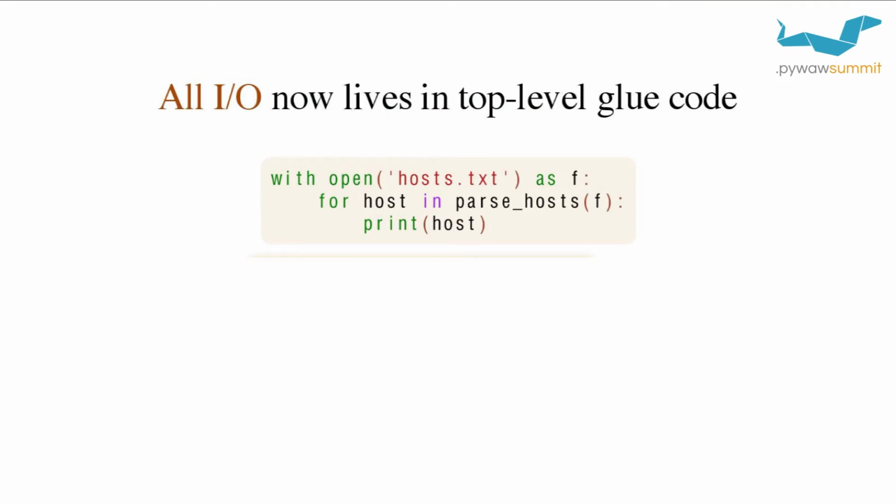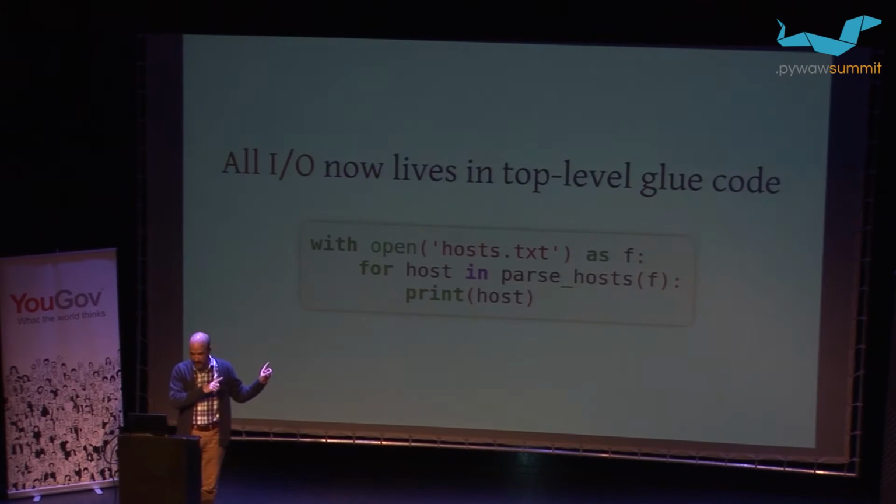All I/O, with this change to letting the caller open the file, now lives up in my top level glue code. It opens the file, it closes it. It prints or posts or transmits the output. All of the wiring, so to speak, that connects my code with the world is up in the top level of the program.